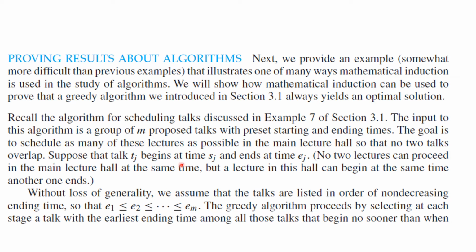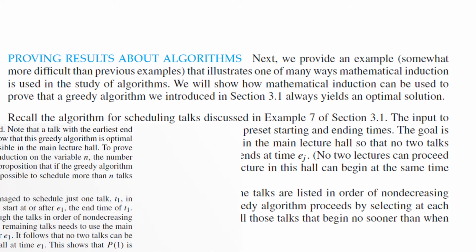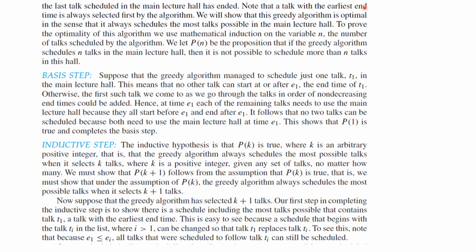Suppose talk T sub j begins at S sub j and ends at E sub j. No two lectures can proceed in the main lecture hall at the same time, but a lecture in this hall can begin at the same time another one ends. Without loss of generality, we have sorted them in order of non-decreasing ending time. So the greedy algorithm proceeds by selecting at each stage the talk with the earliest ending time among those talks that begin no sooner than when the last talk scheduled in the lecture hall ends. Note that a talk with the earliest end time is always selected first by the algorithm.